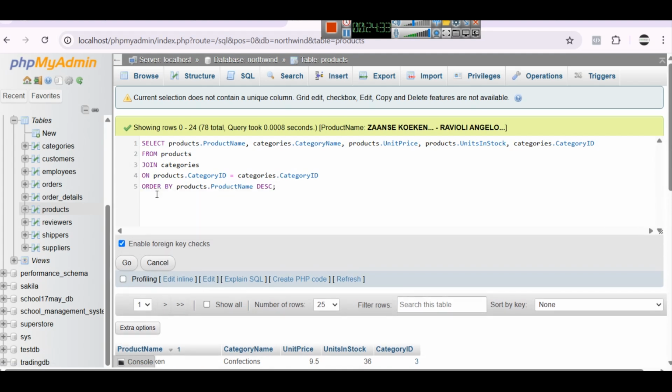What Mohan has asked, can we provide a number instead of writing? So if I write order by 1 descending, 1 means product name, 2 means this, because we are selecting multiple columns here, and on the basis of the order that we have written here, we can provide a number also. What is the number of unit price here? Third. So the number of unit price is third.